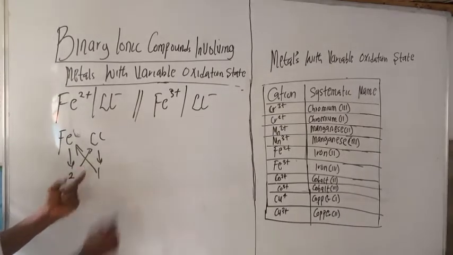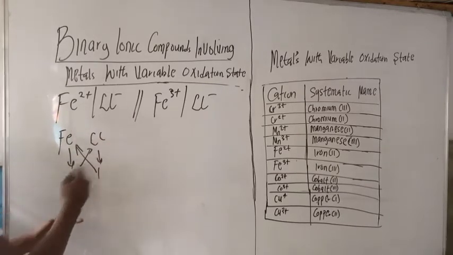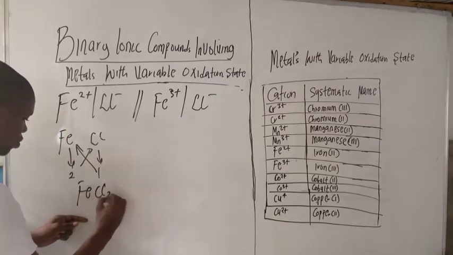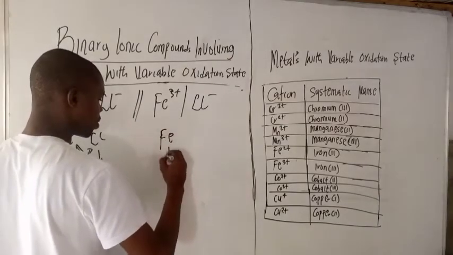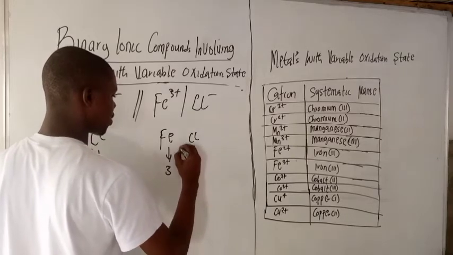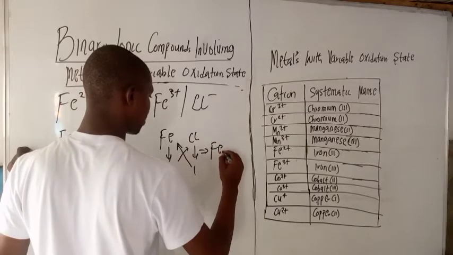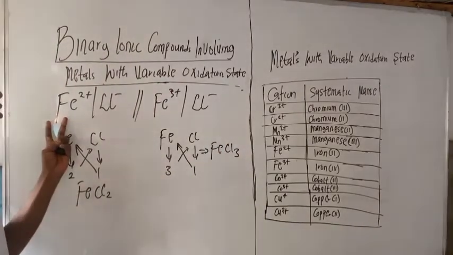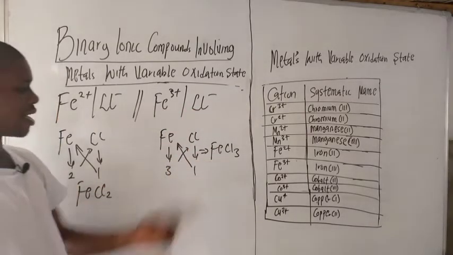Now when they combine, this one moves here, this one moves here. So here we have FeCl2, right? Now let's look at this one here. Fe, which is 3. We have Cl, which is 1. So when they combine, what are you going to get? Here we have Fe1Cl3. So iron can bond with chlorine to form FeCl2 and FeCl3.